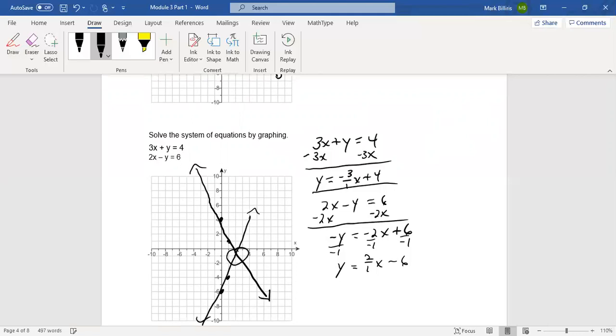I'm looking where the two intersect. So again, when you have straight lines, you'll be able to see more accurately. These will intersect at the point 2, -2. So if I were to plug 2, -2 into both equations, it should give me a true answer. So that would be your check. Okay?